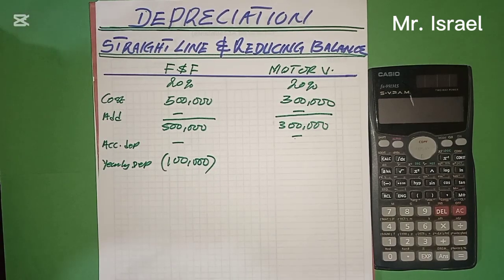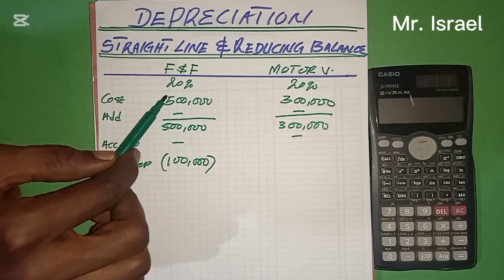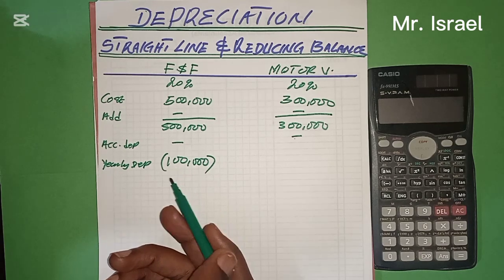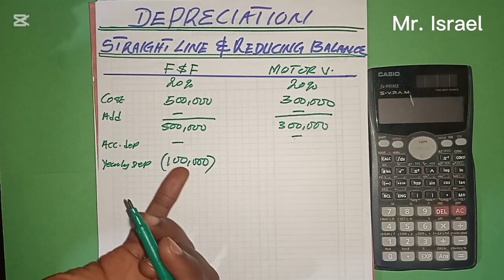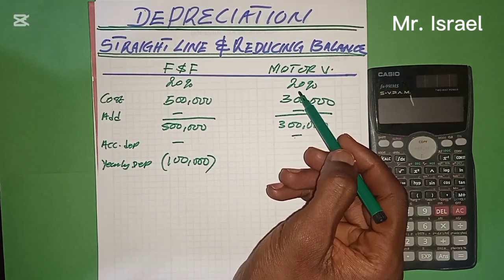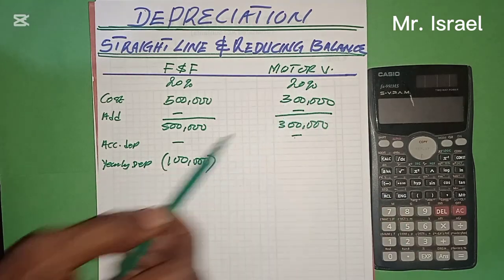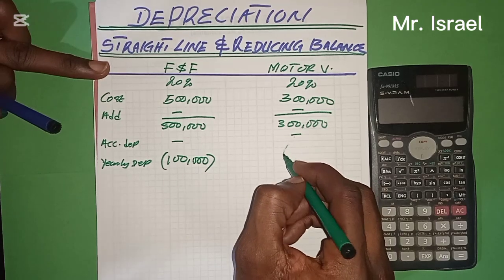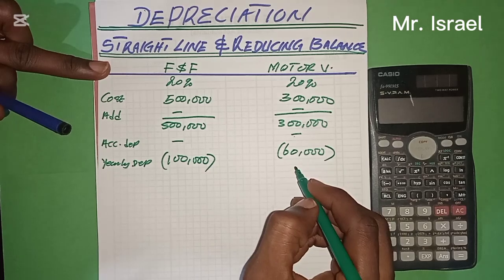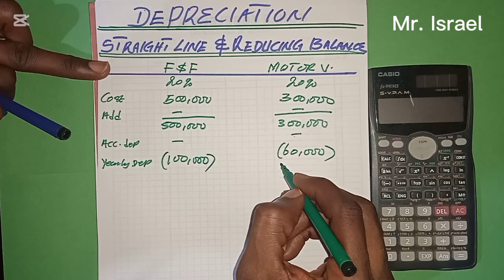That is to say 500 times 20% divided by 100 will give you 100,000. That is to tell you that this asset will last for 5 years, because this 100 is what you apply every year. Now reducing balance method, 20% of this figure will give you 60,000. Now just watch, you see where the difference is coming from.